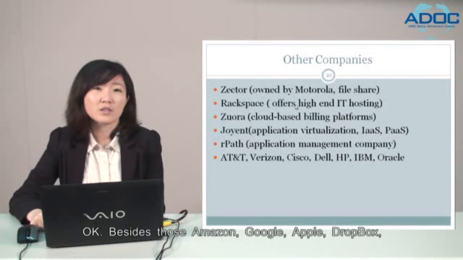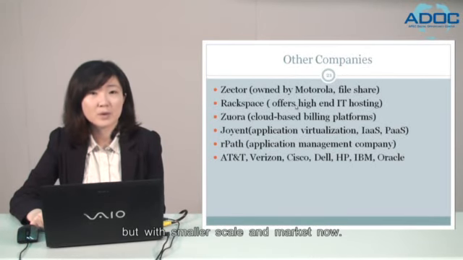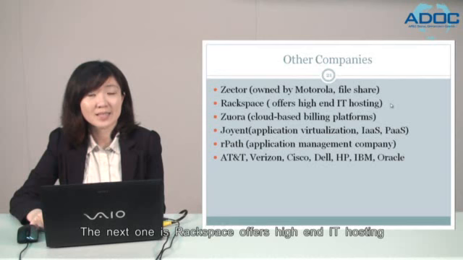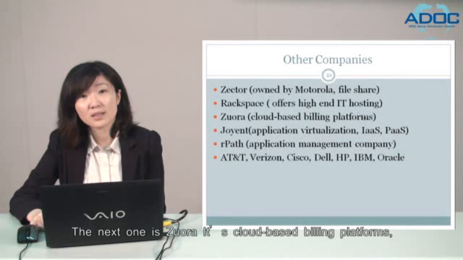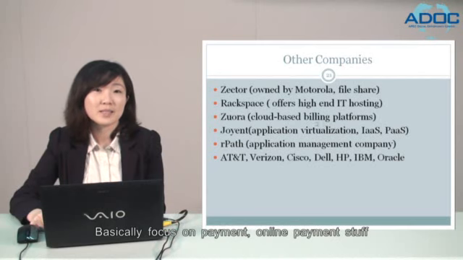Okay. Besides those cloud companies mentioned, like Amazon, Google, Apple, Dropbox, there are still many cloud companies which are very competitive, but with smaller scale in the market now, such as Zactor. It's owned by Motorola. Basically, it's a file share service. The next one is Rackspace, which offers high-end IT hosting. The next one is Zora. It's a cloud-based billing platform, basically focused on payment, online payment stuff.